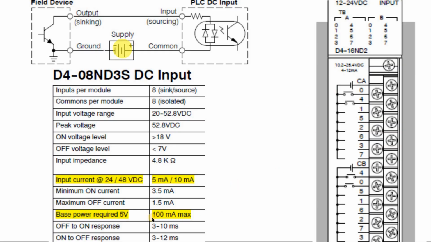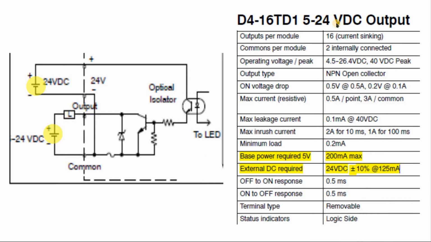This card needs 100 milliamps from the base. So this one goes into my external power supply or auxiliary power supply, and this will come from the PLC base power supply. Let's look at a DC output.